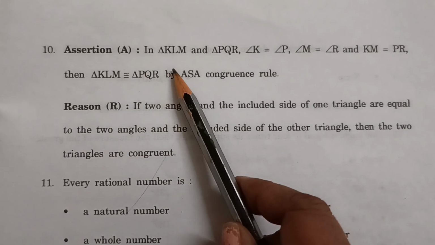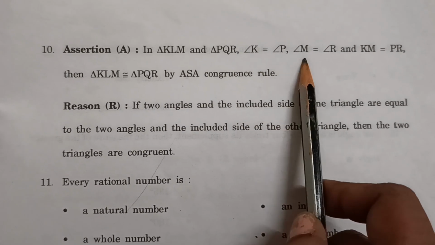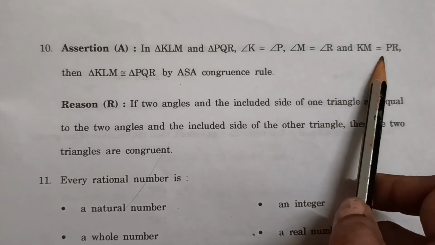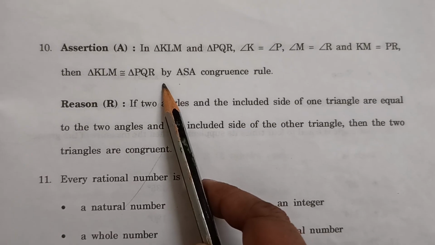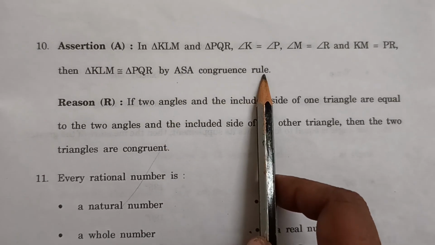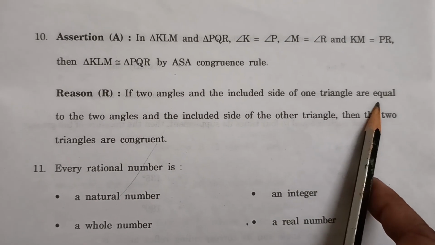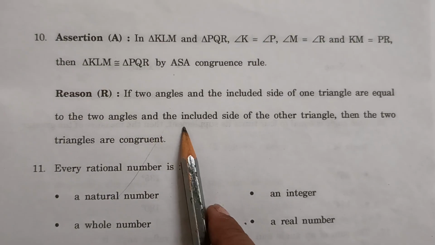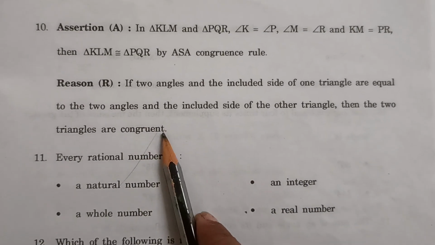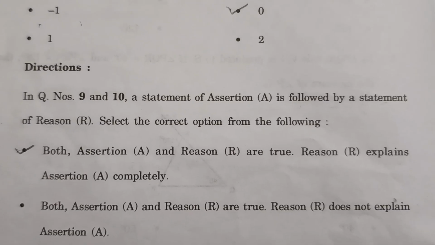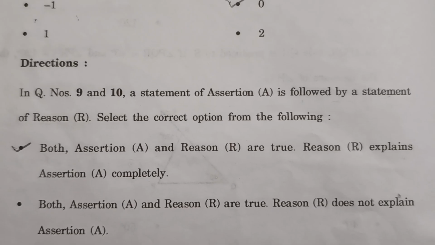Question number 10. Assertion A: in triangle KLM and triangle PQR, angle K is equal to P, angle M is equal to R, and KM is equal to PR. Then triangle KLM is congruent to triangle PQR by ASA congruence rule. Reason: if two angles and the included side of one triangle are equal to the two angles and the included side of the other triangle, then the two triangles are congruent. So here both assertion A and reason R are true. Reason R explains assertion A completely.